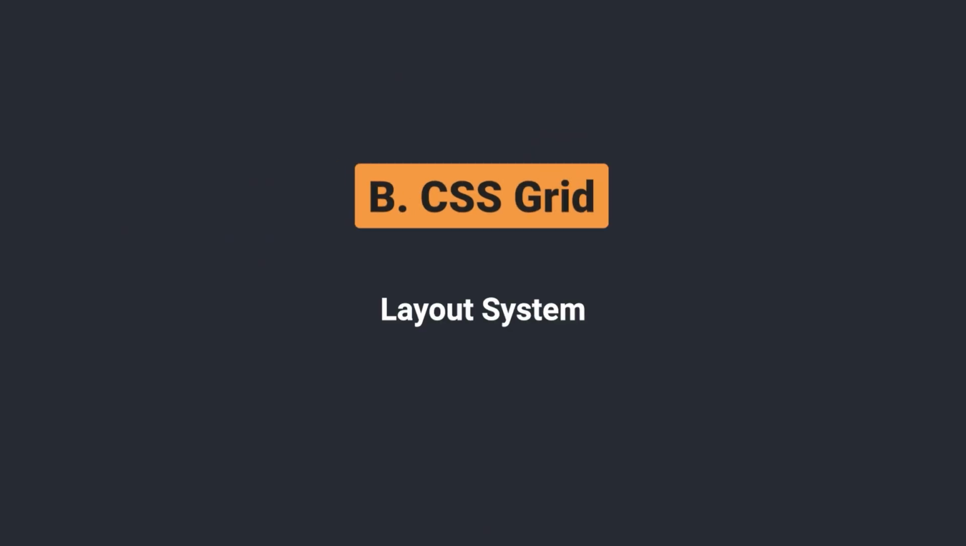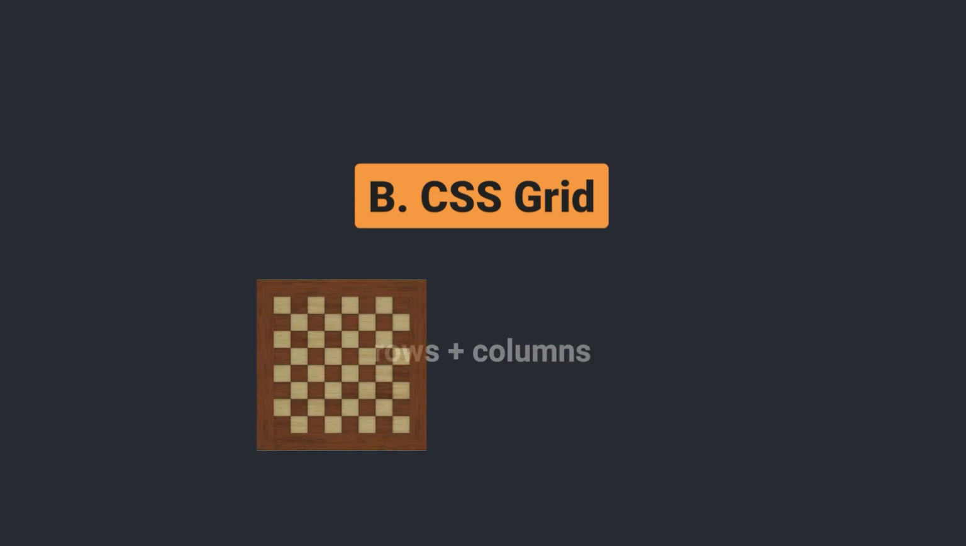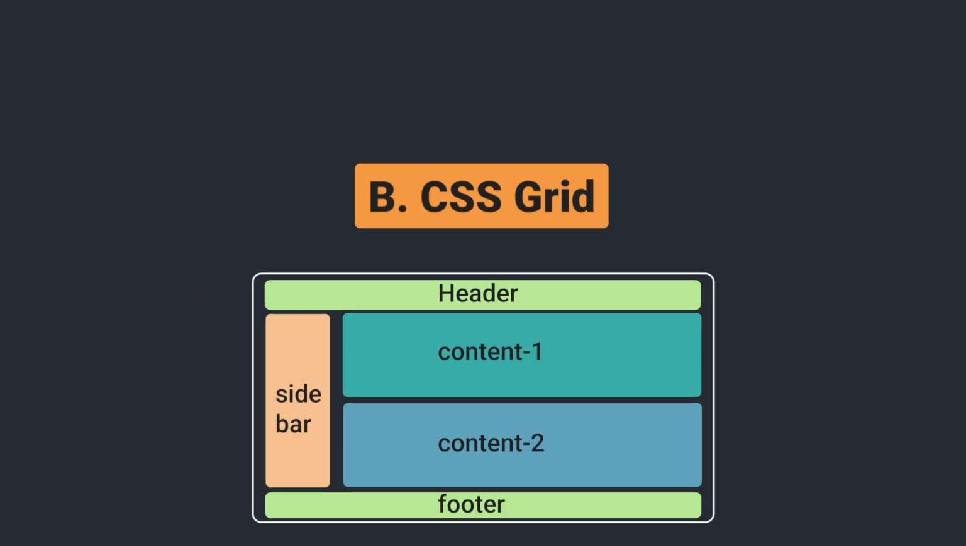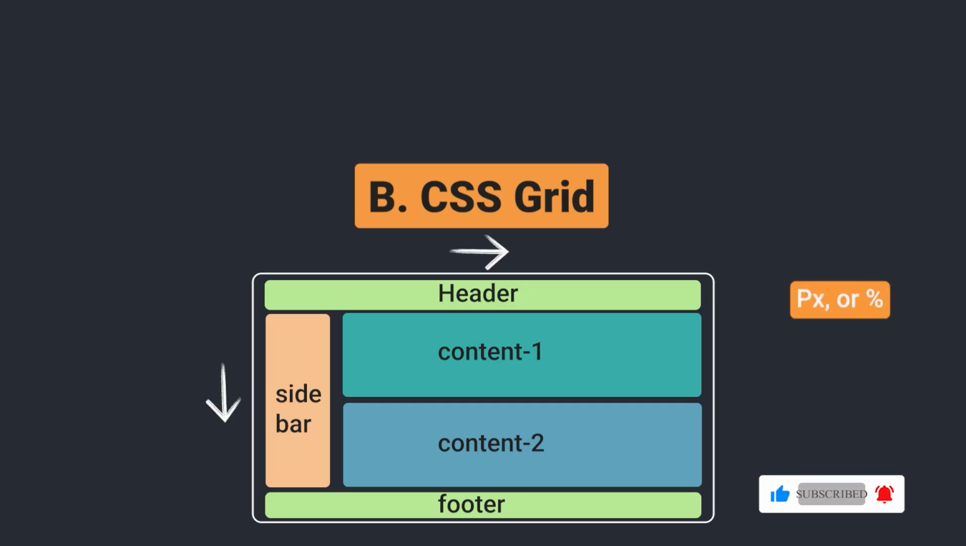CSS Grid is a layout system in CSS that lets you arrange elements like divs into rows and columns, just like a table or a chessboard. It gives you precise control over where items sit on a web page, making complex designs easy. The key features of grid: it is two-dimensional, which means it controls both rows and columns at the same time. Use fixed sizes like pixels or percentages, or flexible units like fr. Gaps and alignment: add space between items and align them easily. Responsive: works great for different screen sizes.